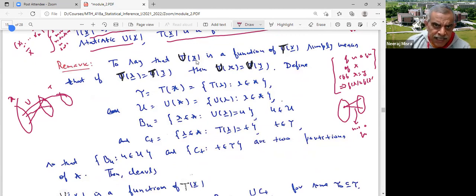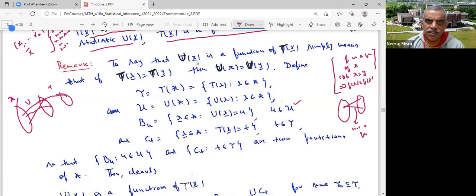Let us look at the partition induced by the two statistics. A typical partition set would be B_u, where u is the value assumed by the statistic U, and then I look at all those x which map U to u. Each of these gives me a partition set. Similarly, C_t, t belonging to tau, is the collection of partition sets induced by T. It is the collection of all those x belonging to chi such that T(x) equals t. We look at different values of t, and look at which x's are mapped to this value of t.